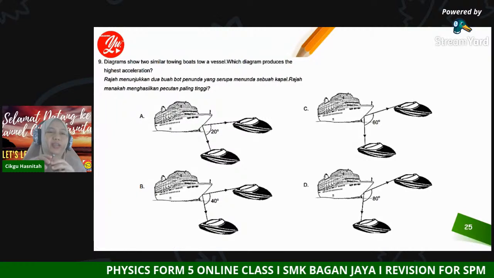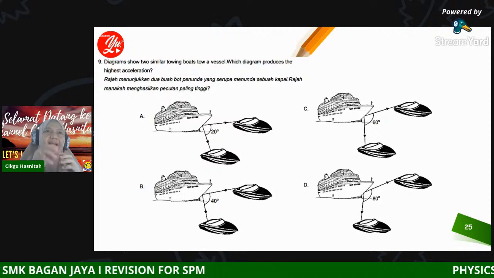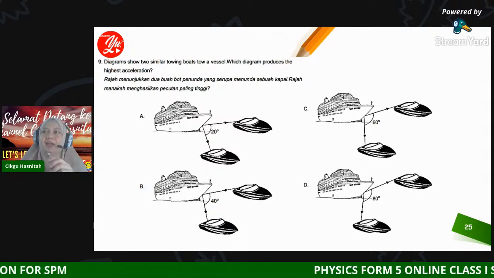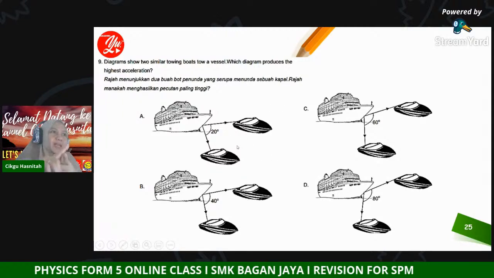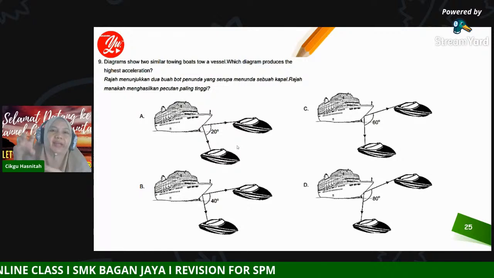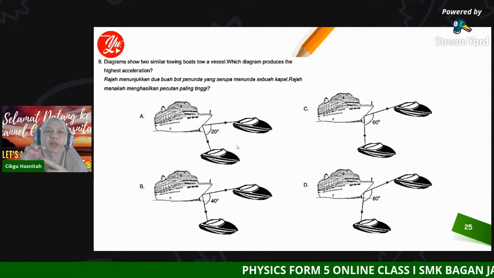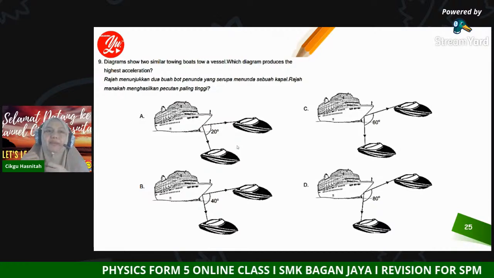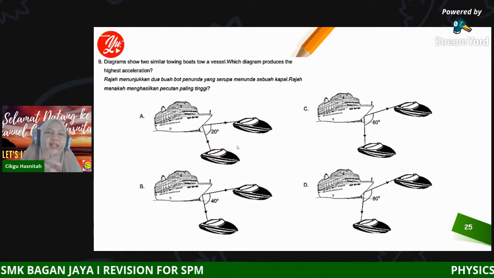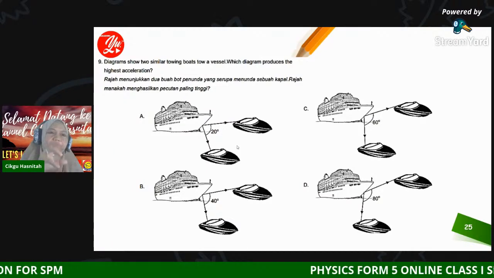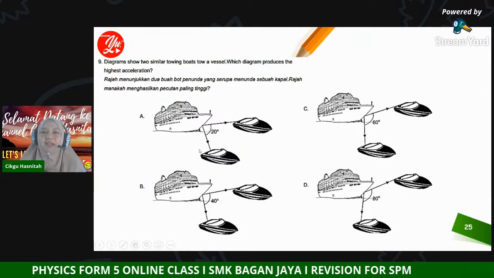So the clue is you have to find which one will produce the highest resultant force acting between these two towing boats. And I give you the clue, the highest resultant force is given by the smallest angle between the two towing boats. So which one gives us the smallest angle will supply a highest resultant force. So highest resultant force means highest acceleration. So it's very obvious. The answer is A.